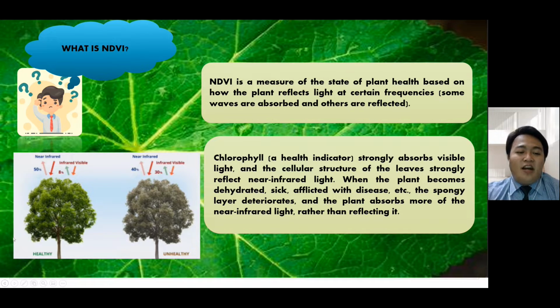You can see here there are two trees, a healthy tree and an unhealthy tree. The healthy tree reflects more near-infrared and the unhealthy tree absorbs more near-infrared.